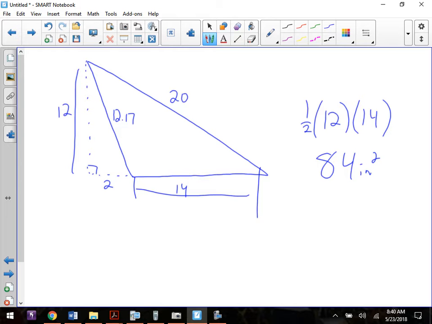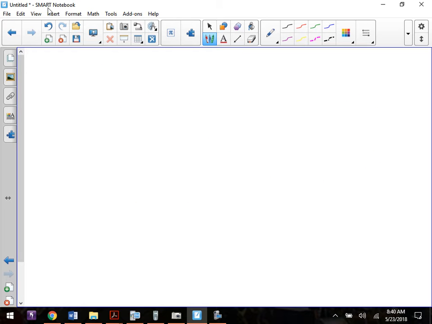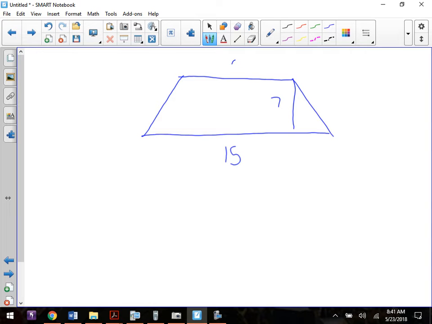Number 2 is a real difficult one to figure out what you're looking at. It appears to be a trapezoid. We have a trapezoid with a vertical height of 7, a base of 15, and a base of 9. It's nice when you don't have to do a little bit of extra math. All you're doing here is just direct substitution.